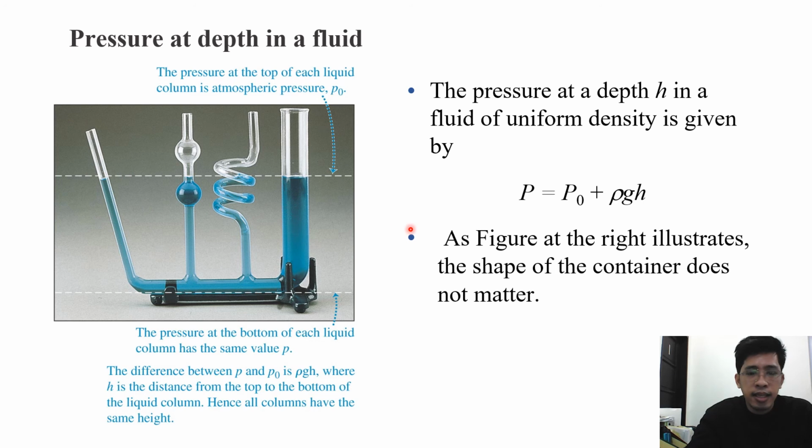As illustrated in the figure, the shape of the container does not matter when you look at the pressure at depth h in a fluid of uniform density. The pressure anywhere around here is just P equals P naught plus rho gh. Hence, all the columns are the same height.